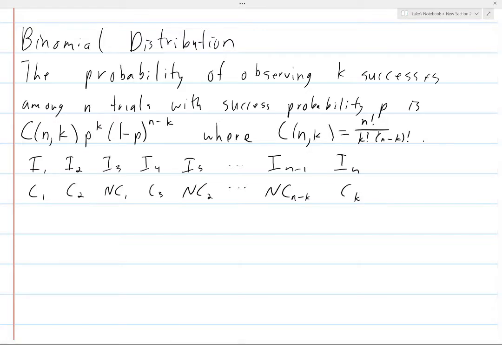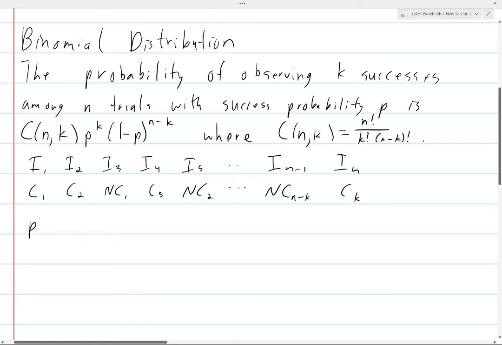All right, but then how about this binomial distribution here? The way we can think about this is we want the probability of observing k successes among n trials, where the probability of success is p. So let's first consider the scenario in which you have k successes followed by n minus k failures. What is the probability of this event occurring?